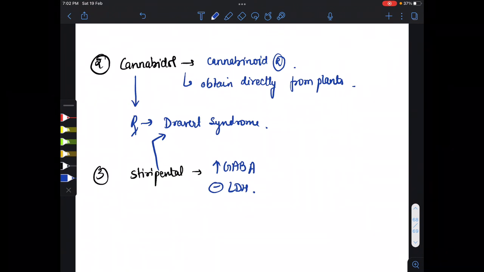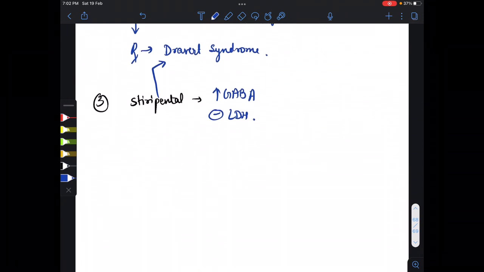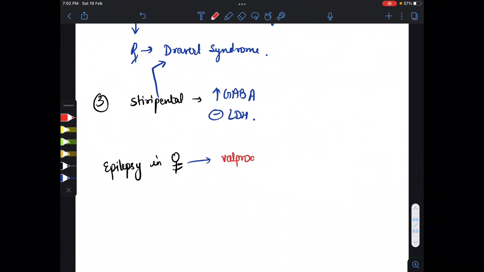Now the next one: epilepsy in pregnancy. If the female is pregnant, which drugs can we give? For them we can give valproate. This is the most teratogenic drug, but we can give valproate, lamotrigine, or levetiracetam, which acts on the SV2A receptors.